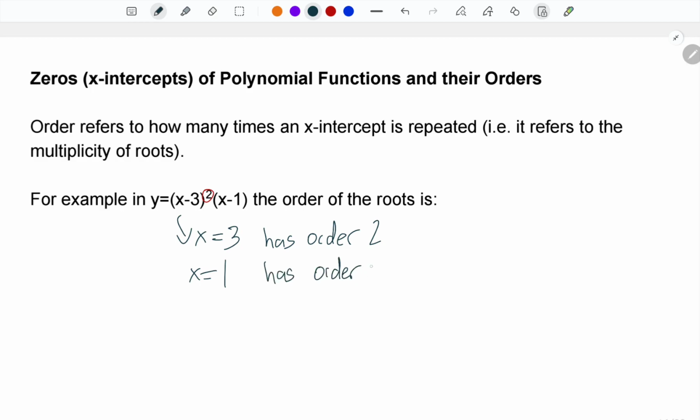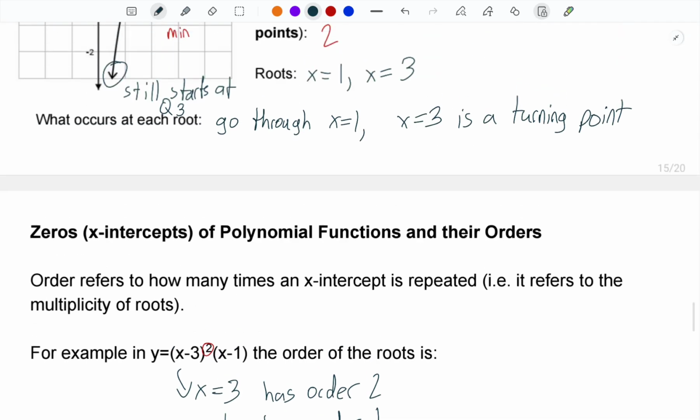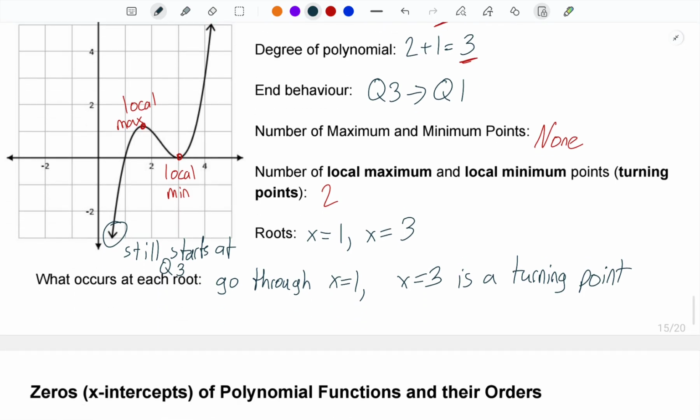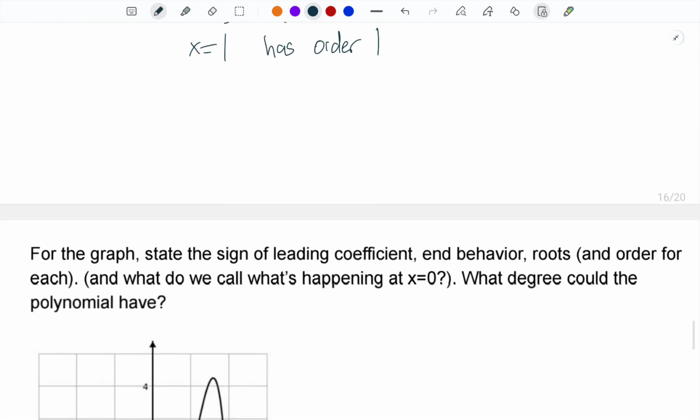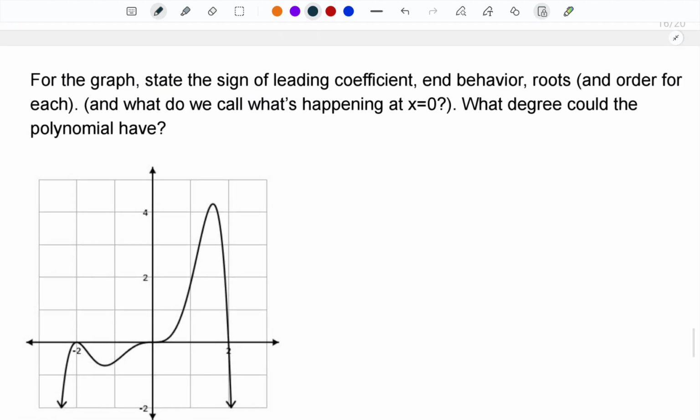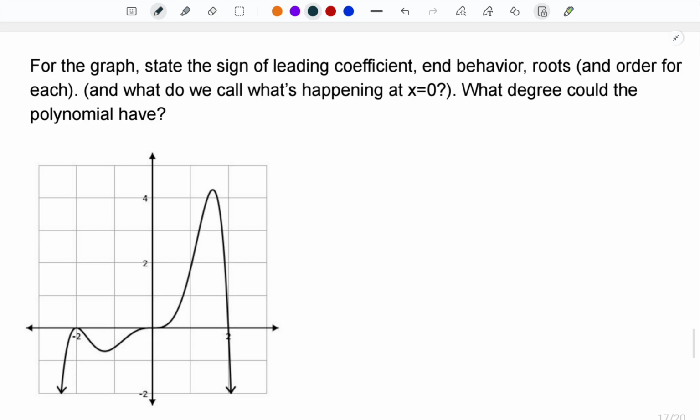And that is actually going to change the shape of the graph at the root, which is what we saw up above. If we take a look at that graph, at x equal to 3, it had a turning point. At x equal to 1, the graph just went through that x-intercept. Okay. So let's take a look at this last graph, and then we'll just summarize things, and we'll go from there.